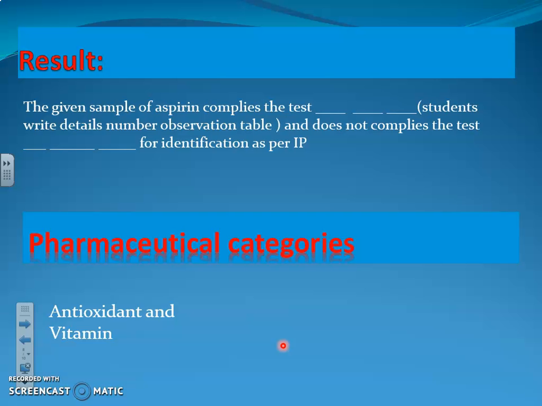Next, as far as the results are concerned, the given drug sample complies or does not comply. Pharmaceutical category: antioxidant, vitamin. This is the general format of the result, and this is the pharmaceutical category belonging to ascorbic acid or vitamin C. So this is all about the identification test for ascorbic acid or vitamin C.